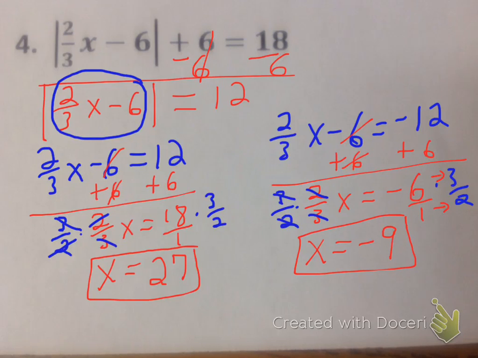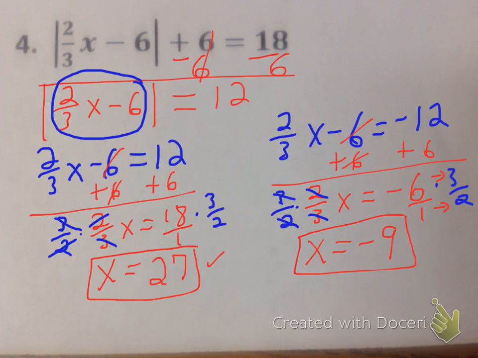Since there's not an x on the other side, we should not have any extraneous solutions. We can go ahead and check. 2/3 times 27 gives us 18. 18 minus 6 is 12. Absolute value of 12 is 12. Plus 6 is 18. So that one does work.